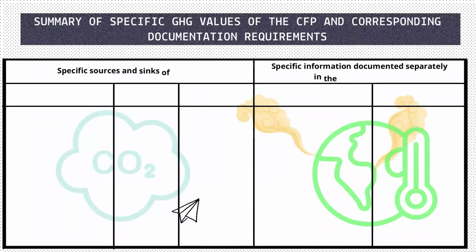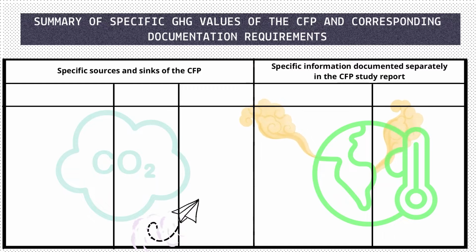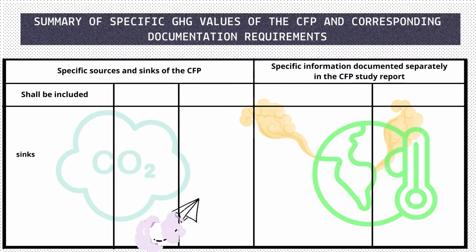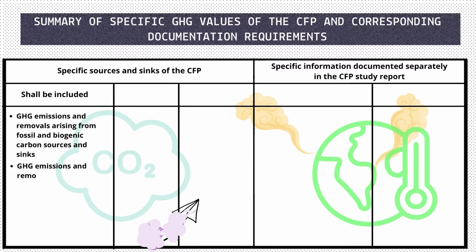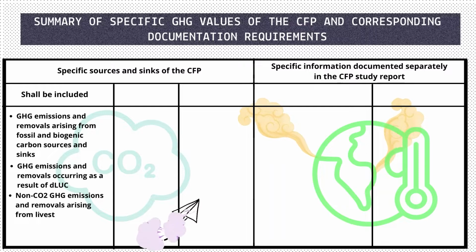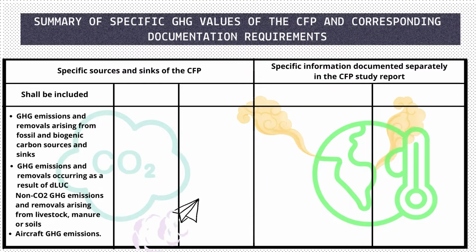Now, let's look at the summary of specific greenhouse gases values of the carbon footprint and corresponding documentation requirements. The first one is the specific sources and sinks of the carbon footprint, and the next is specific information documented separately in the carbon footprint report. The components that shall be included are greenhouse gases emissions and removals arising from fossil and biogenic carbon sources and sinks. Other than that are greenhouse gases emissions and removals occurring as a result of direct land use change. Next, non-CO2 greenhouse gases emissions and removals arising from livestock, manure, or soils. And also aircraft greenhouse gases emissions.